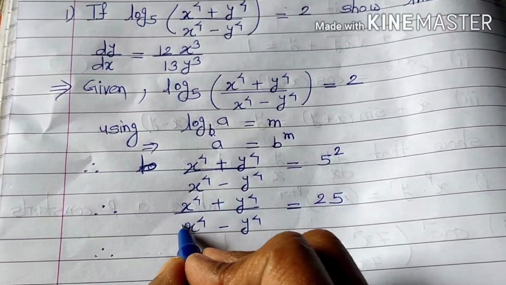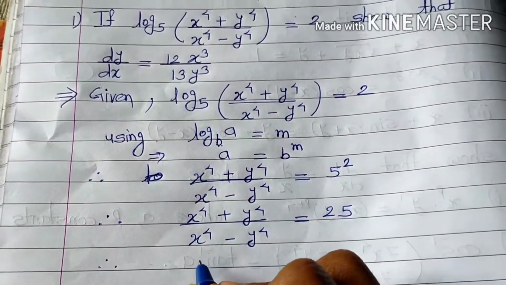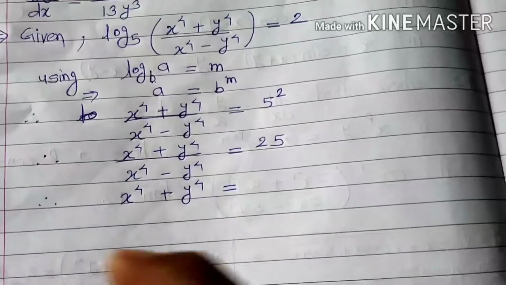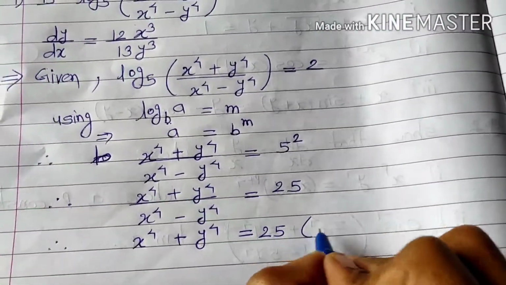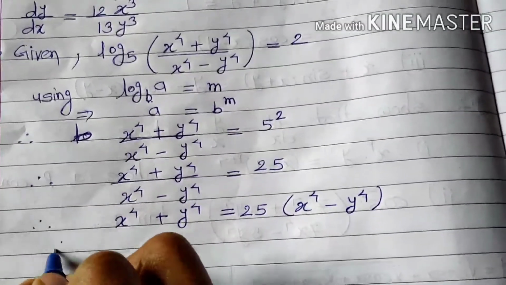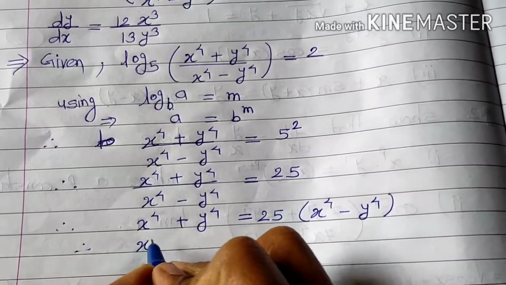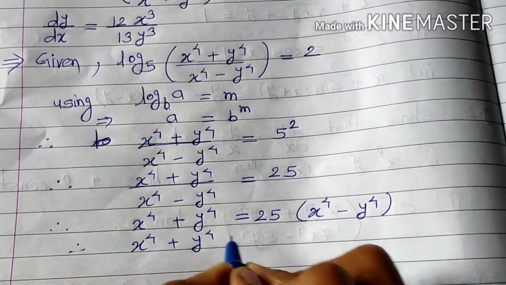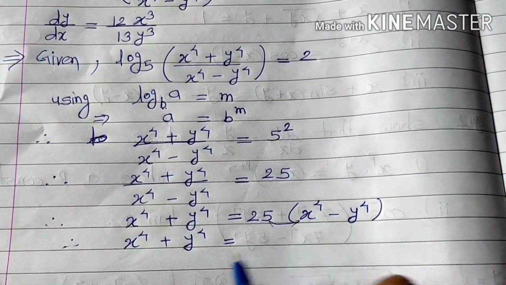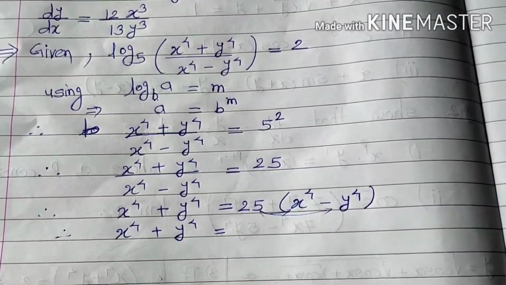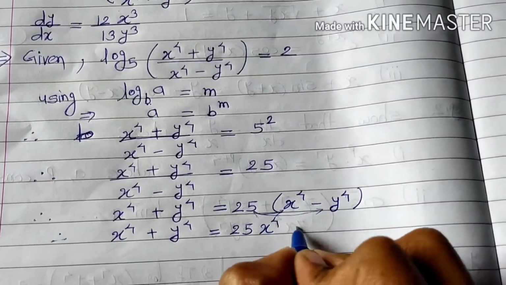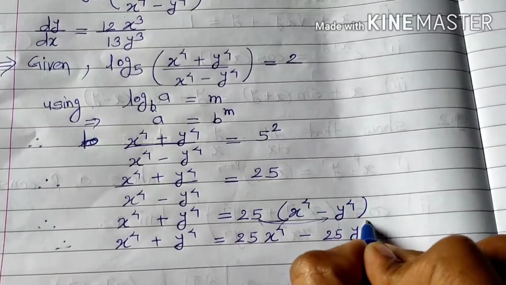Now multiply this term into 25. So we get x raised to 4 plus y raised to 4 is equal to 25 into x raised to 4 minus y raised to 4. Write the LHS side as it is. Now we have to multiply 25 into this bracket. So first 25 into x raised to 4, then 25 into y raised to 4. Therefore, 25 x raised to 4 minus 25 y raised to 4.